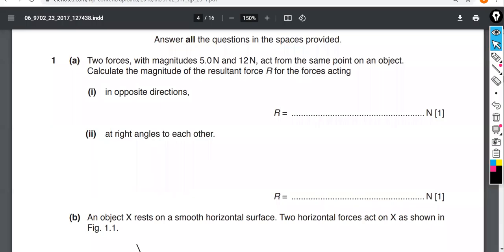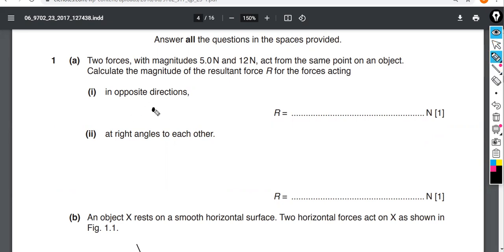In this worked example, we'll be looking at some vector addition. Question number 1 reads, two forces with magnitudes 5.0 newtons and 12 newtons act from the same point on an object. Calculate the magnitude of the resultant force R for the forces acting in opposite directions.